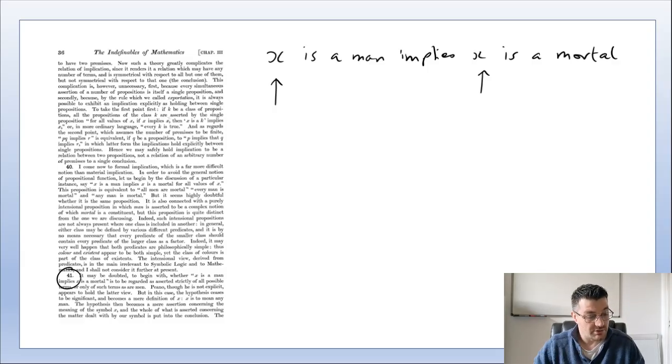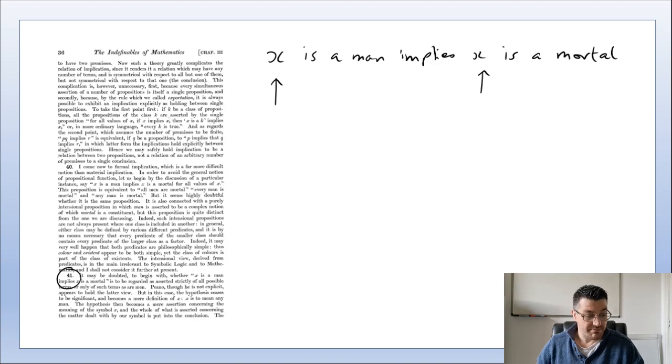Okay, so Peano appears to hold the latter view, that X ranges, this X is a man implies X is immortal is to be asserted only of such terms as are men. But in this case, the hypothesis ceases to be significant and becomes a mere definition of X. X is to mean any man.